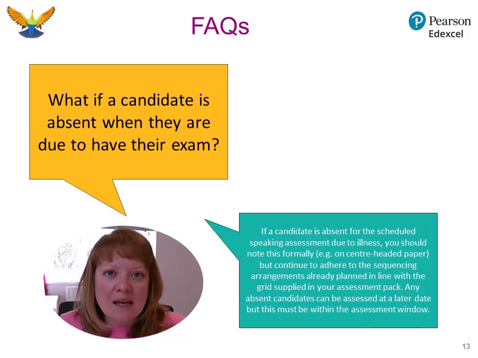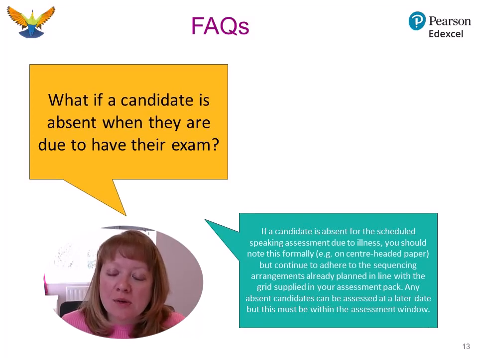What if a candidate is absent when they're due to have their exam? If a candidate is absent for the scheduled speaking assessment due to illness, you should note this formally, for example on centre letter headed paper, but continue to adhere to the sequencing arrangements already planned in line with the grid supplied in your assessment pack. Any absent candidates can be assessed at a later date, but this must be within the speaking exam window.